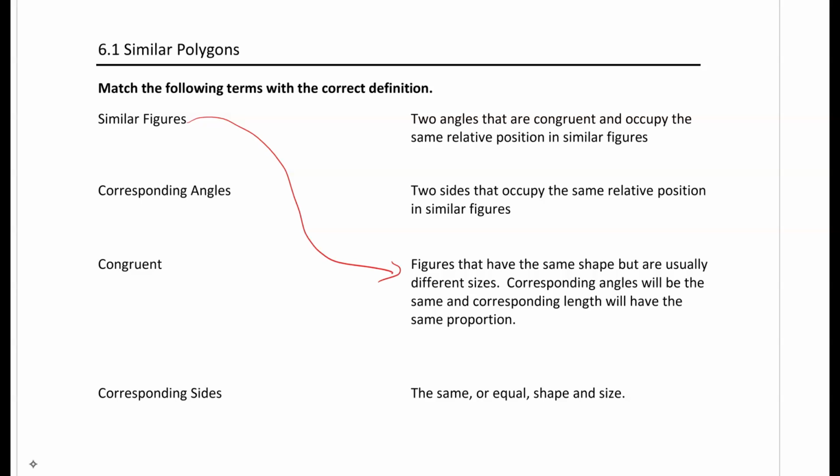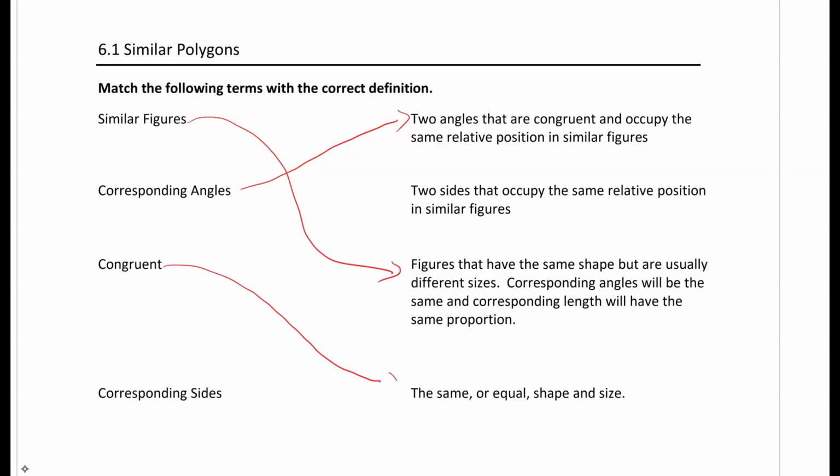Similar figures are figures that have the same shape but are usually different sizes. Corresponding angles will be the same and corresponding lengths will have the same proportions. The next one we're going to look at is corresponding angles. That's going to match up with this definition here, which states it is two angles that are congruent and occupy the same relative position in similar figures.